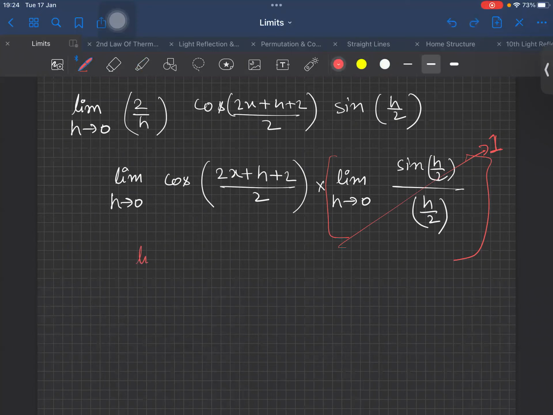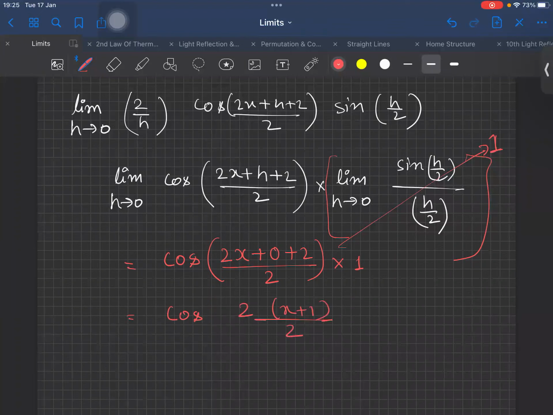So if you substitute h is equal to 0, you'll get cos 2x plus 0 plus 2 divided by 2 into 1. So this will become, now cos, you can take 2 common, x plus 1 divided by 2. This is all part of the angle. So this will be cos x plus 1. So the derivative d upon dx of sine x plus 1 is equal to cos x plus 1.